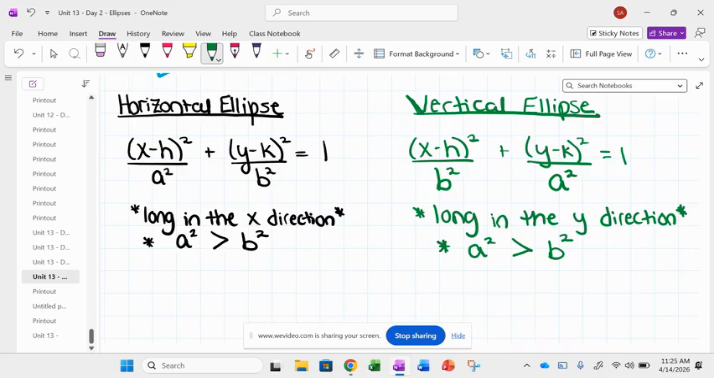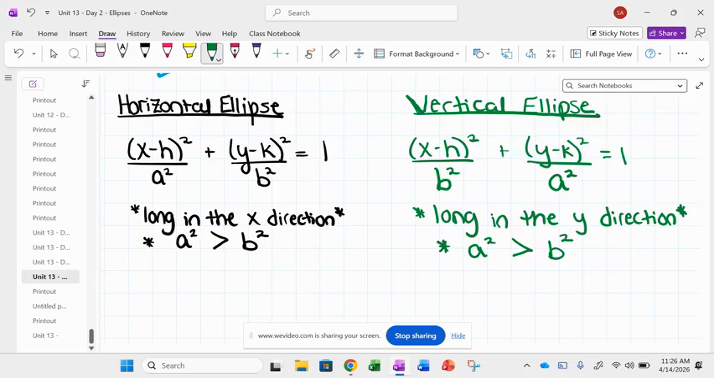Since a squared is always greater than b squared, the bigger number will always be under the direction we're long in. So for a horizontal ellipse, the bigger number will be under the x, and in a vertical ellipse, the bigger number is going to be under the y. So the bigger number is always under whatever we're long in. If we're long in the x, the bigger number will be under the x. If we're long in the y, then the bigger number is going to be under the y.